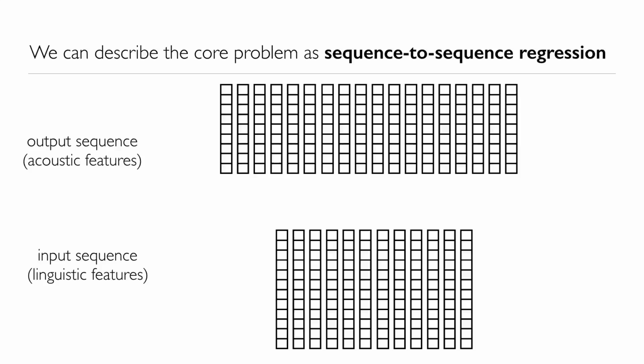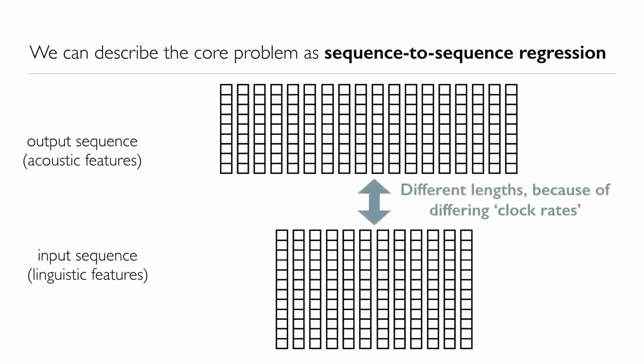And in fact, it's a sequence of things. So there's a sequence of things on the input, linguistic things. And there's a sequence of things on the output, acoustic things. And it's a sequence-to-sequence regression problem. And there's lots of problems to do with that we're going to have to solve, not least of which they're of different lengths. So we have to make some correspondence between these two sequences.